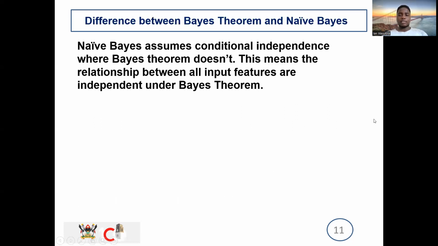Difference between Bayes' theorem and naive Bayes: as previously stated, naive Bayes assumes conditional independence, where Bayes' theorem doesn't. This means the relationship between all the input features are independent in naive Bayes.